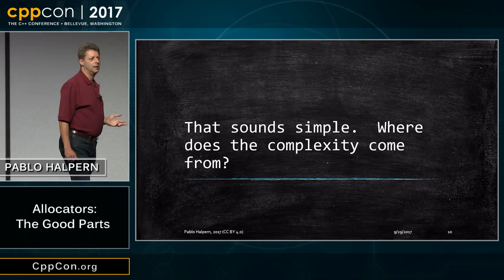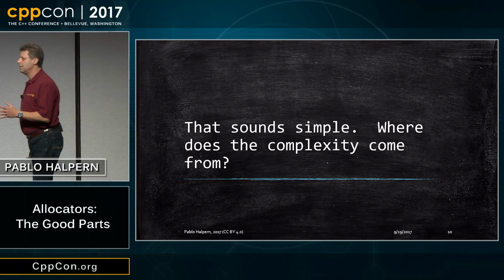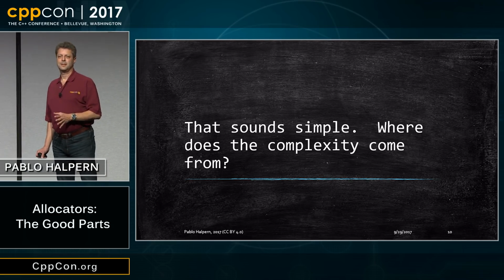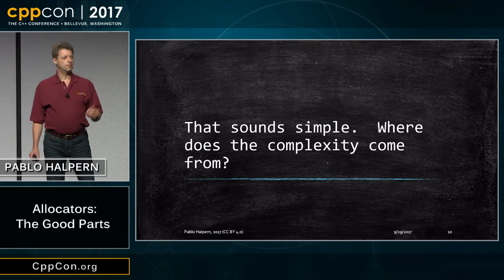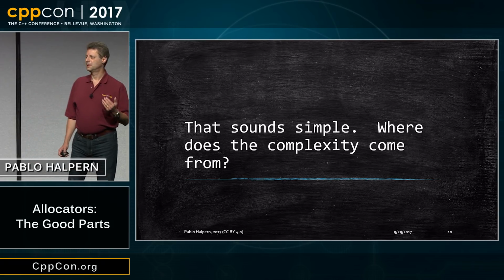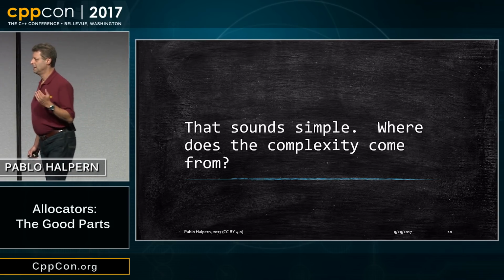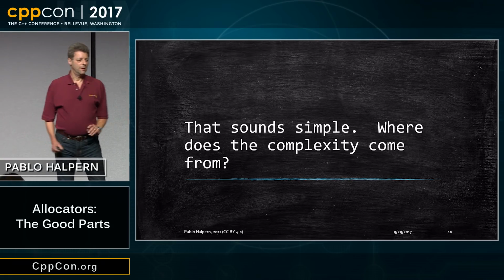I work at Intel, and before that, I worked at Bloomberg. And at Bloomberg, we had a lot of need for using special purpose allocators, and that is where a lot of the work got done that ended up getting proposed into the standard and eventually adopted. And we didn't really finish the job until C++17. And C++17, I can finally say, allocators actually have good parts.